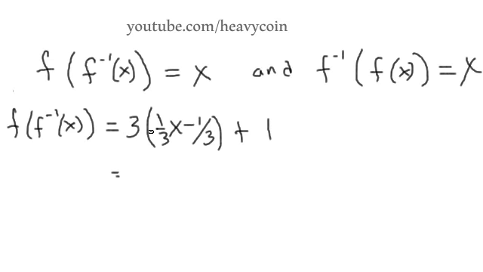I'm going to distribute this 3 across, so this becomes x minus 1, and then we have this plus 1 over here. And it looks like it's all going to cancel down to just x. Alright, so that works out. Now we need to try this over here.